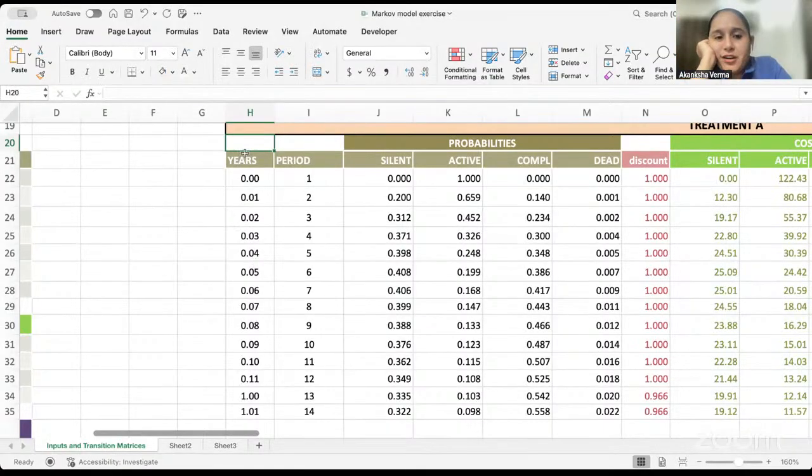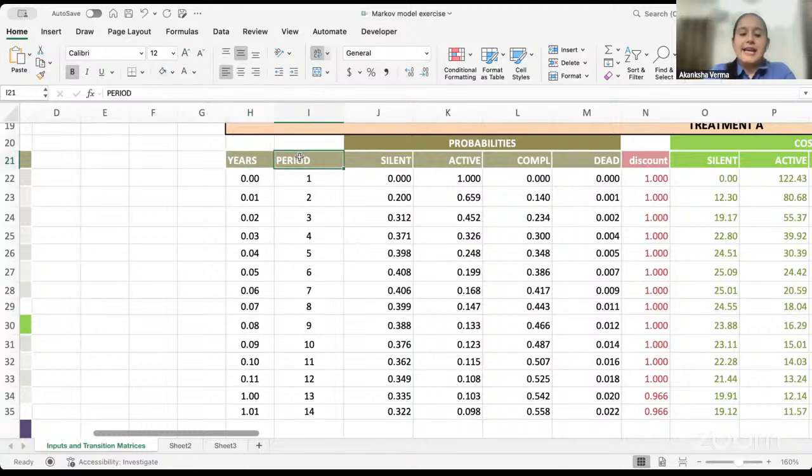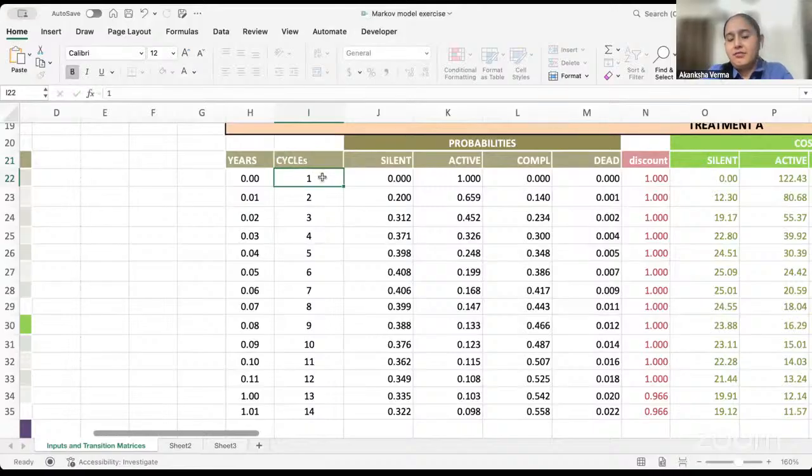So first you will have a column of number of years. Then you have the cycles. Let me just put it cycles. So this is a cycle length. Okay, cycles, not cycle length.